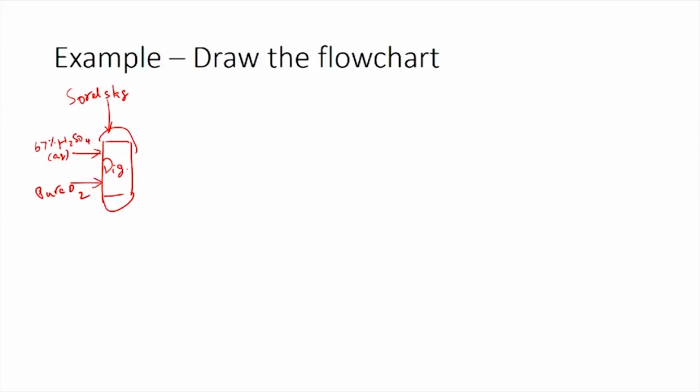Then it is also said that scrap iron, which is pure iron, is added to the digester to reduce the formation of ferric sulphate to negligible amounts. So, you also have scrap iron added to the digester. It has been stated that 36 kilograms of scrap iron is added per kilogram of sorrel slag.